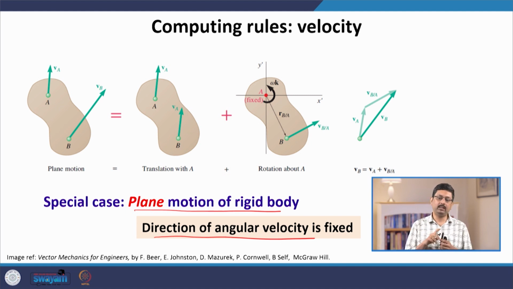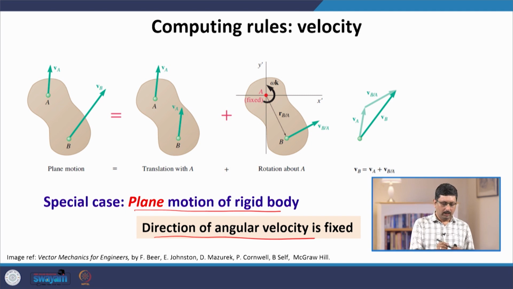This basically means that in the rotational part of the motion, the axis of rotation is not changing with time. Our goal now is to develop a systematic strategy to analyze a combination of translation and rotation. We are going to talk about some computing rules for different quantities one by one. So, our basic strategy is the following.